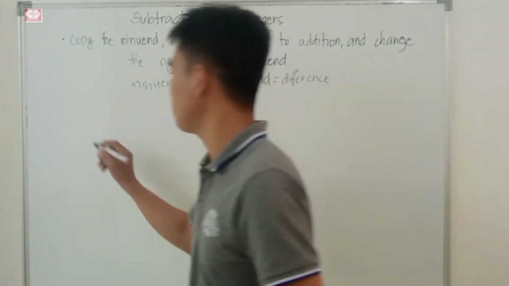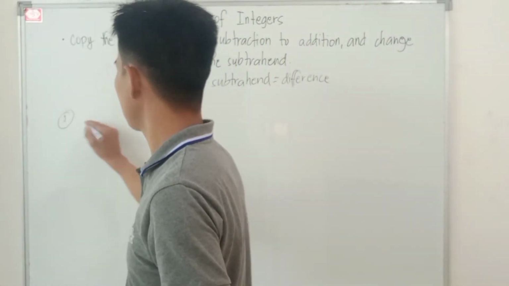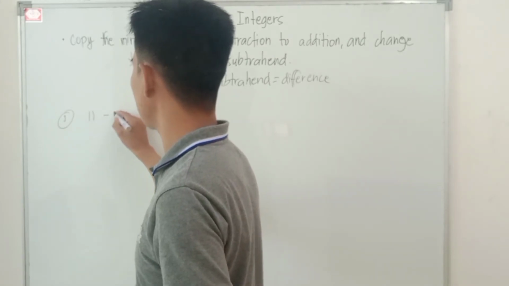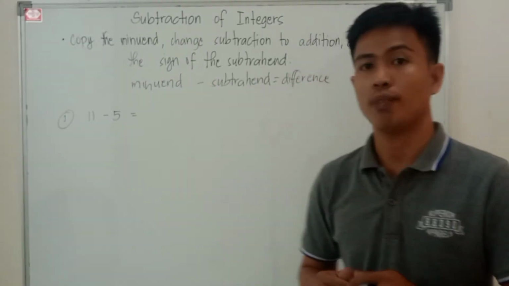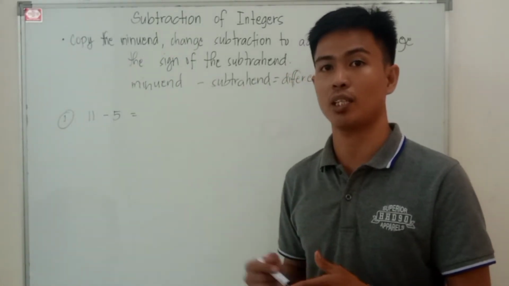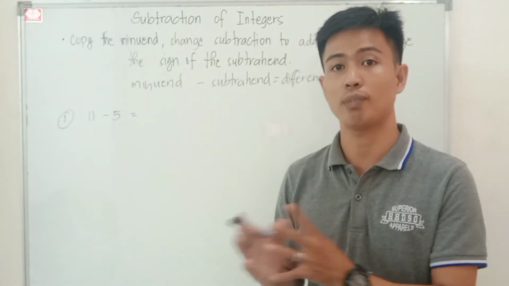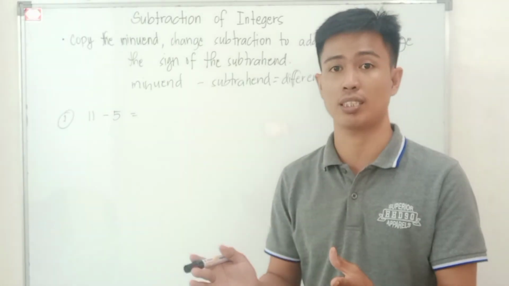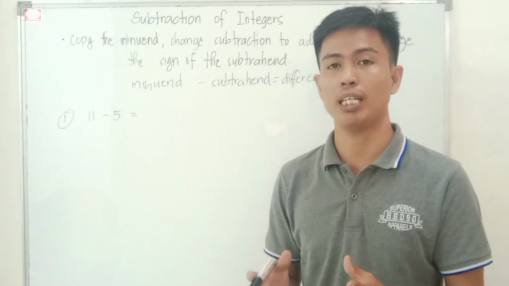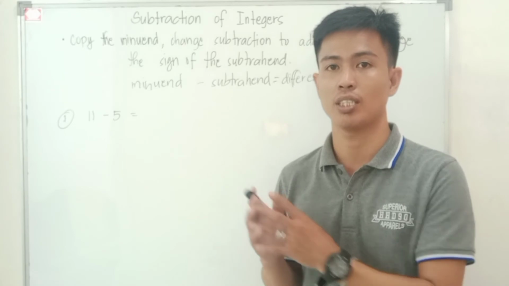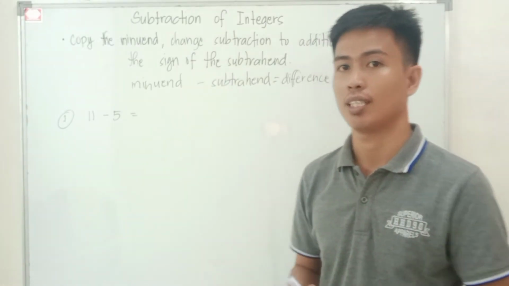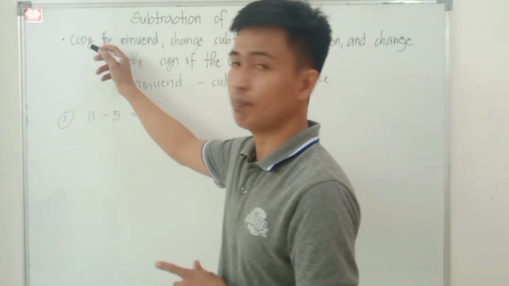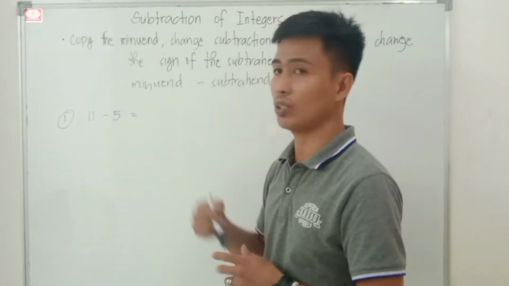So, let's say we have 11 minus 5. So, kung makikita natin, madali lang siyang natin ma-identify kung ano yung magiging sagot. So, 11 minus 5 is 6. So, ganun lang siya kasimple. But, applying the rules or the concept in integers, so, ipapakita natin kung ano ba yung nangyayari, bakit ba siya naging 6. So, in our rule, the first thing you will do is to copy the minuend.